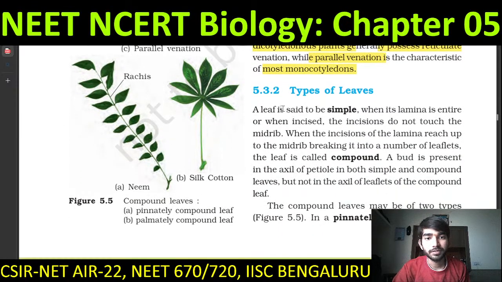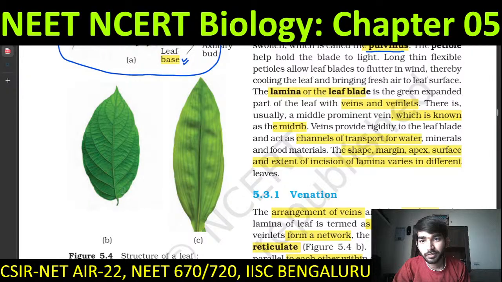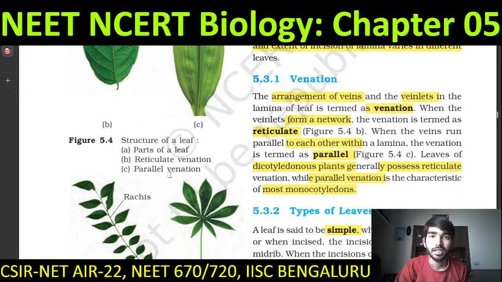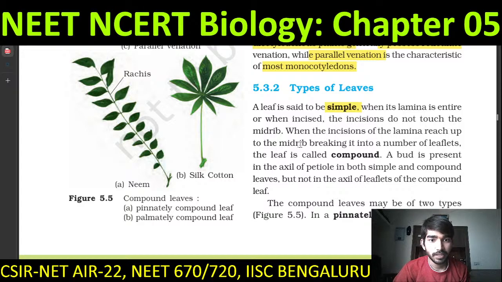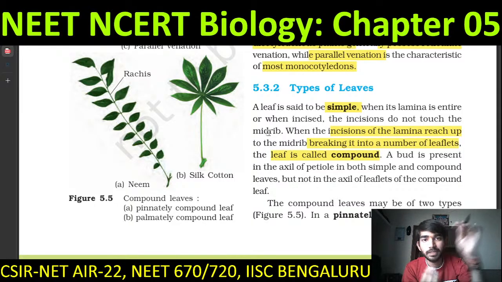Then coming to types of leaves, you have the simple leaf, where the lamina is entire, or where incised, the incisions do not touch the midrib. So here can be an example of a normal or simple leaf, because there is no incision touching the midrib. But when the incision of the lamina reaches up to the midrib, breaking it into a number of leaflets, the leaf is called compound. So one leaf you can imagine as dividing into many smaller sub-leaves. That is called a compound leaf.